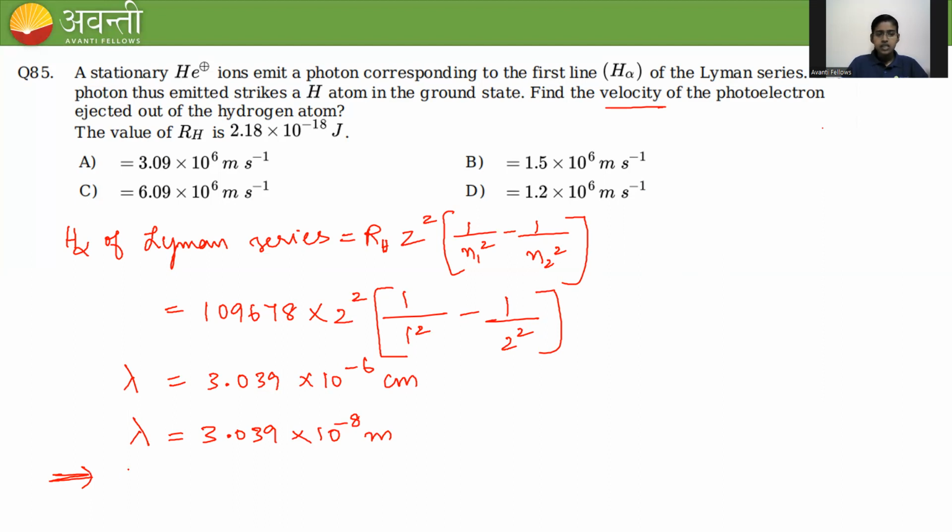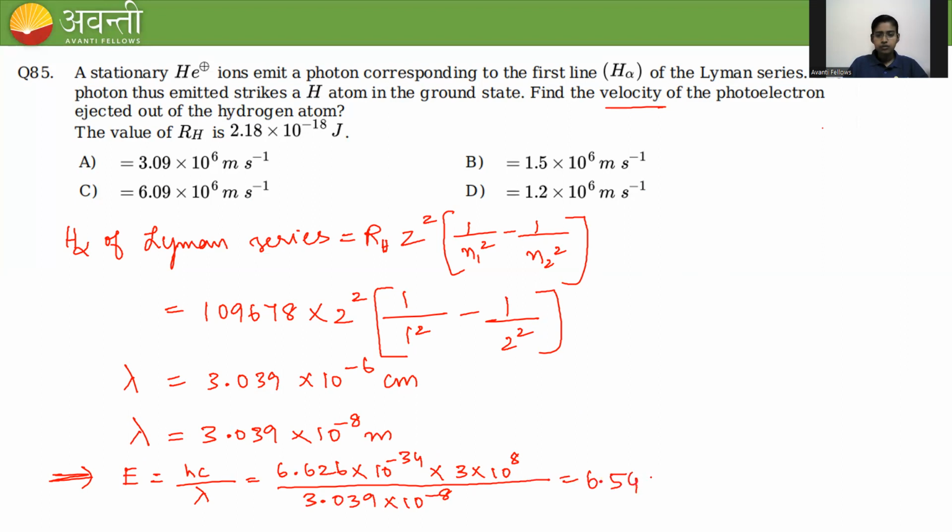And next we have to find out the energy. So E is equal to hc by lambda. So what is h? It is Planck's constant, 6.626 into 10 to the power minus 34. And c is the velocity of light, which is 3 into 10 to the power 8 meter per second, divided by lambda, which is 3.039 into 10 to the power minus 8. So this will give 6.541 into 10 to the power minus 18 joule, which will be equal to 40.88 electron volt. So this is the energy value.